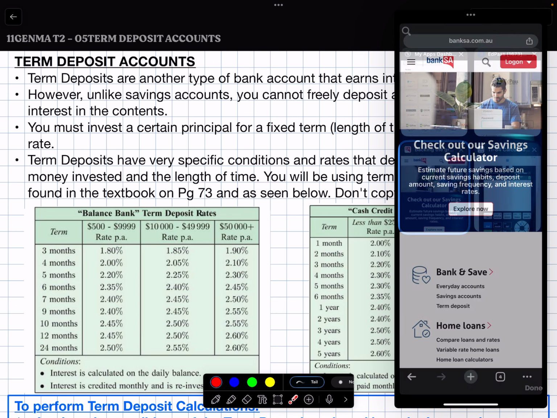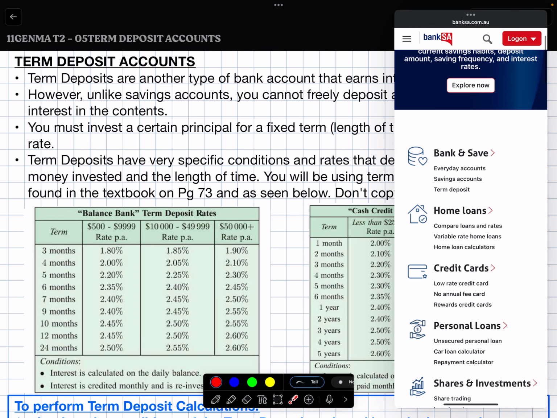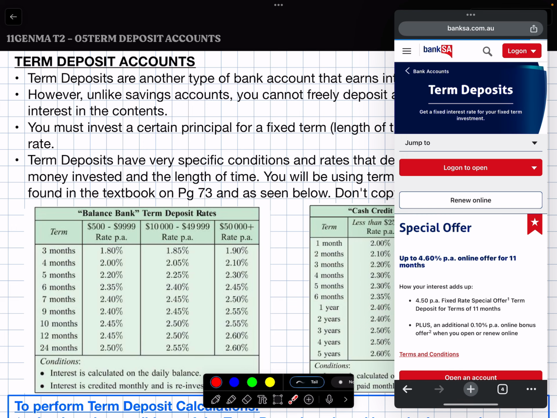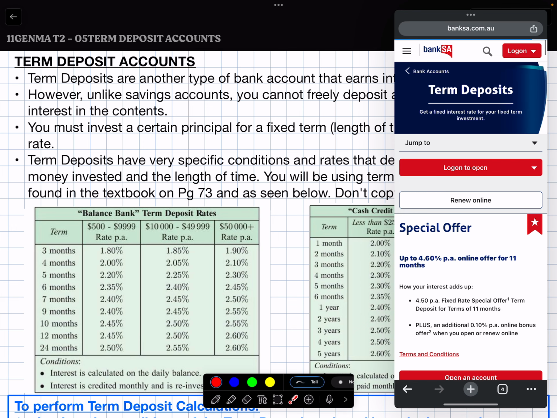So bankers say, last week we did savings accounts. What do you notice? The third option is term deposit. This is something mainly old people will do. When you hear about how they work, a term deposit is more for established people, not you guys.